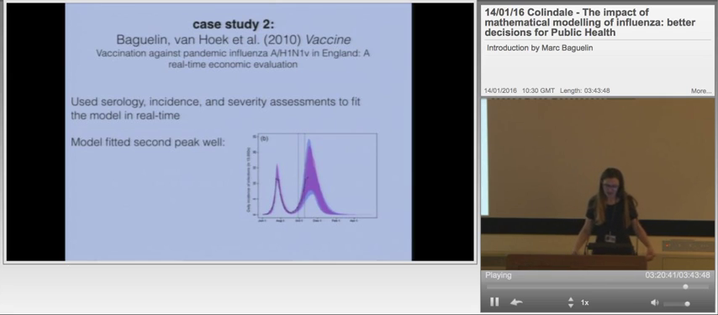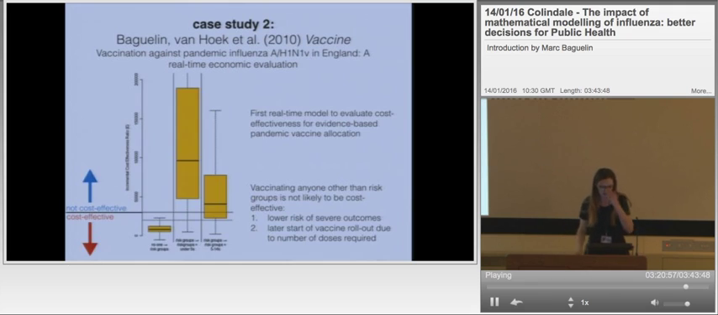And I think the reason that they were able to do this was that the school closures that allowed the tapering off of the first wave to happen gave them the time to do a very nice job at fitting the second wave and understanding the implications of vaccination. So they not only did modelling in real time, they also did cost effectiveness analysis in real time.